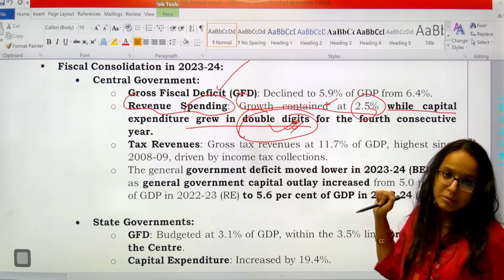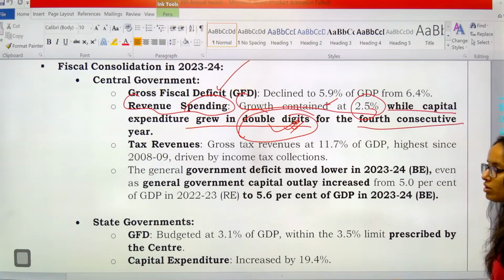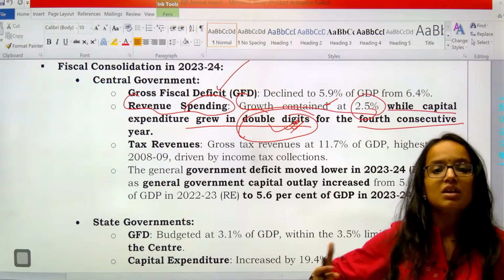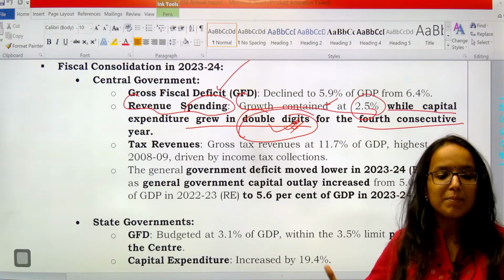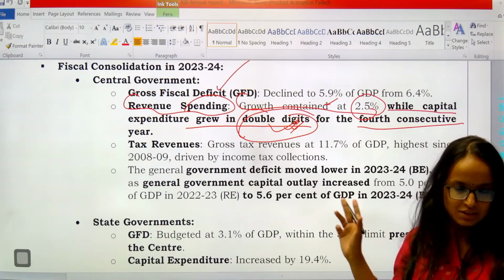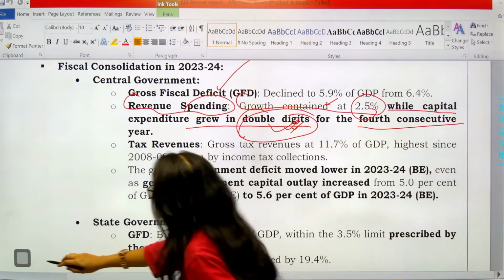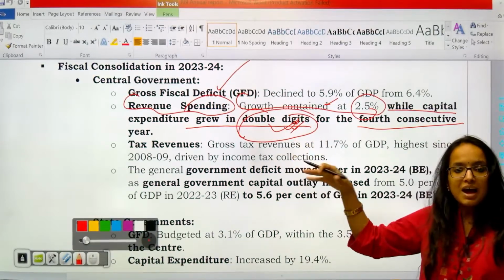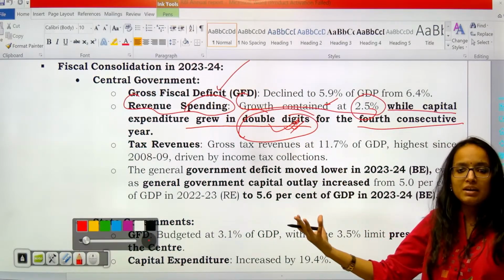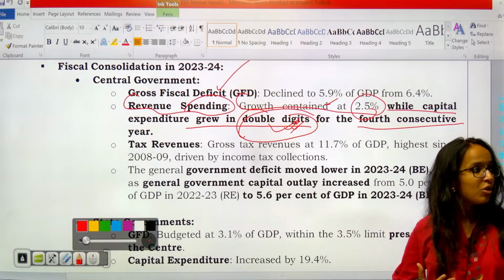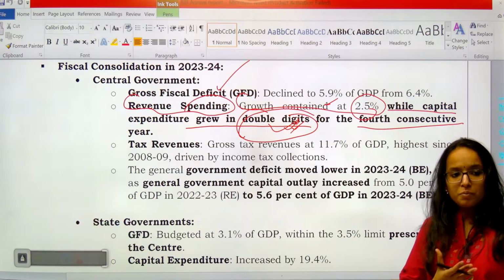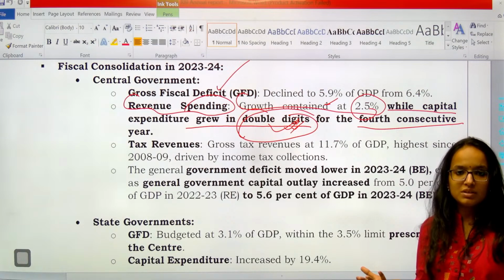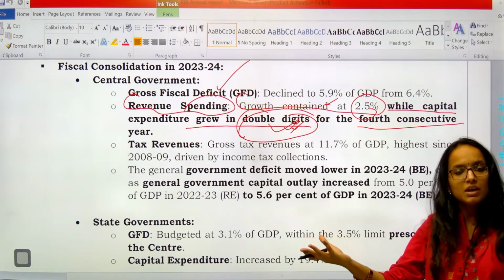So this is praiseworthy. For the fourth consecutive year, we have seen an increase in capex, or capital expenditure, by the government. This is good. Now, you need to understand whether all these things happening are good for the economy or bad. Then only you will feel confident, I hope, when you qualify the previous two phases and are able to face the interview, right?